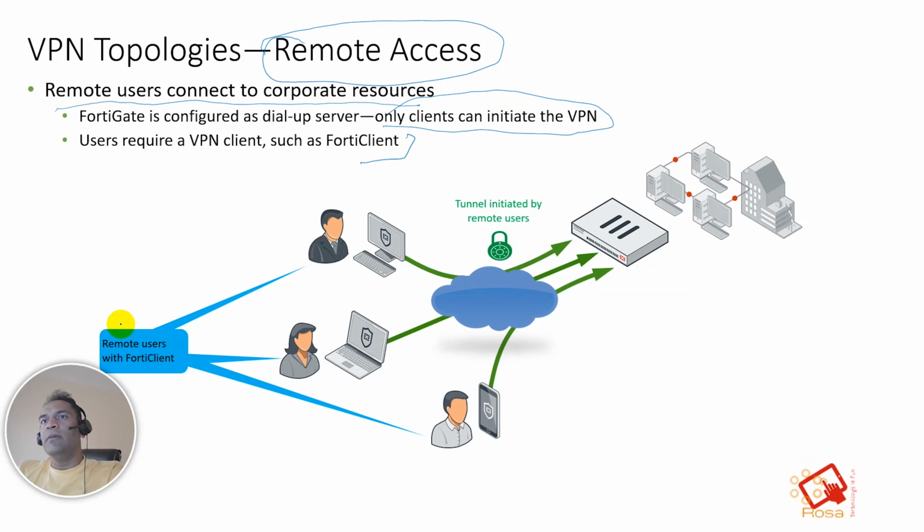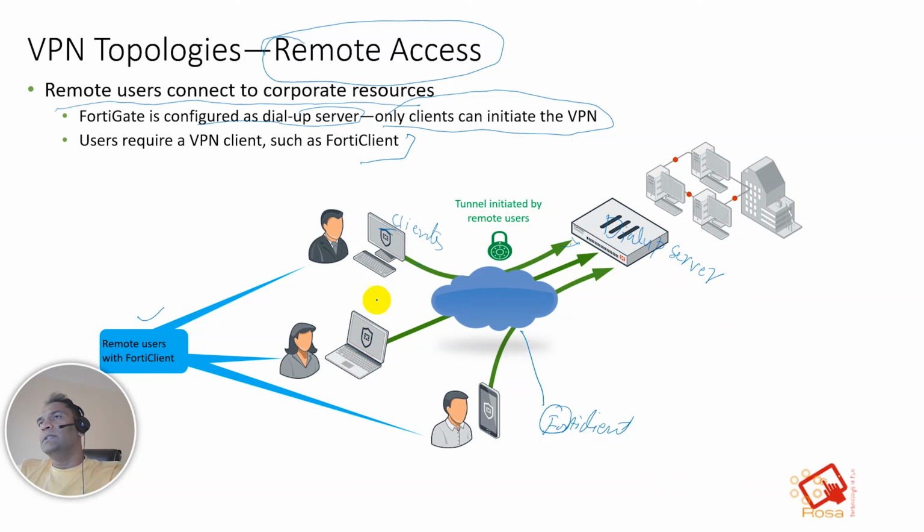So what we have are remote users with FortiClient installed on the clients. These are the clients, different clients. It can be a PC, a phone, or any other device which can support FortiClient. So the users use FortiClient to establish a remote access VPN with the Fortigate. So Fortigate is configured as a dial-up server, the VPN device where the VPN will be terminated.